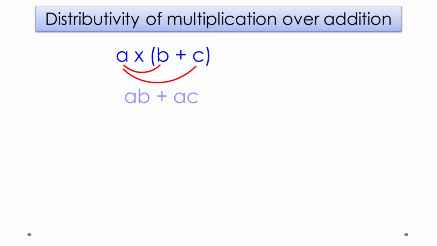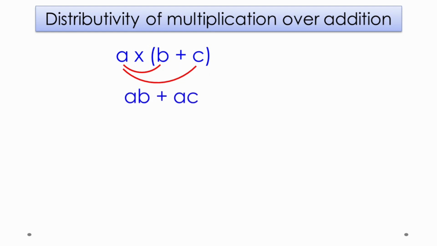Now let's talk about the last property, which is distributivity of multiplication over addition. Now what does multiplication over addition mean? It means if we have 3 numbers such as a is multiplied by b plus c, according to the distributive property, we will first multiply a with b and then we will multiply a with c. So the equation becomes ab plus ac.